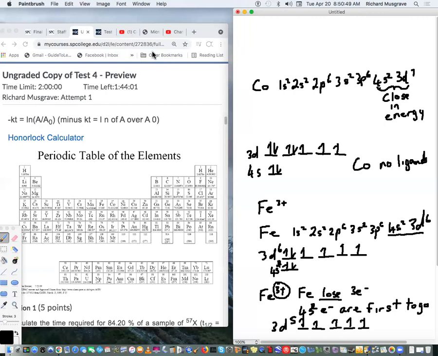You can always know how many d electrons there originally are, because you see how this is 21 through 30? That's 1 through 10. So if it was nickel, it's easy, it's 8. Vanadium, it's 3, right? It's just whatever the second digit is for the atomic number. That's how many d electrons there are originally. And then you have to figure out from the charge how many d electrons are going to be left.